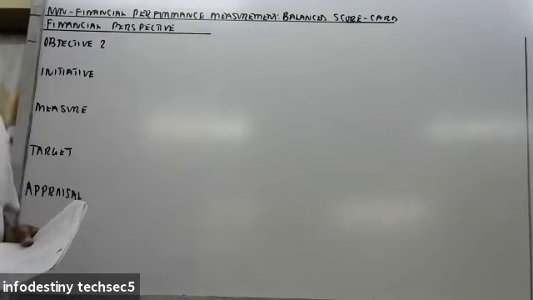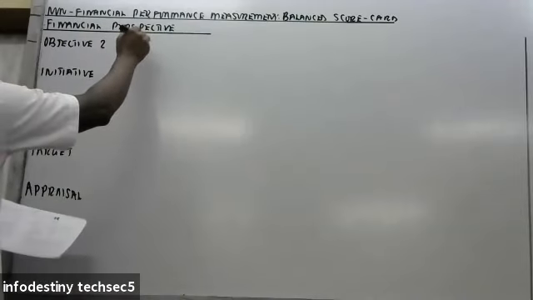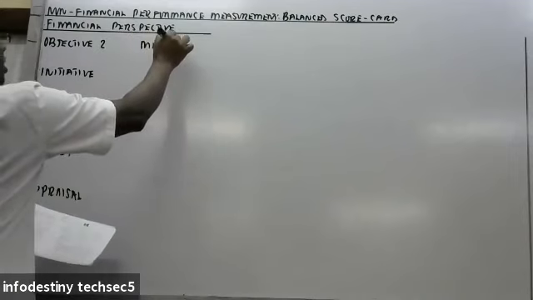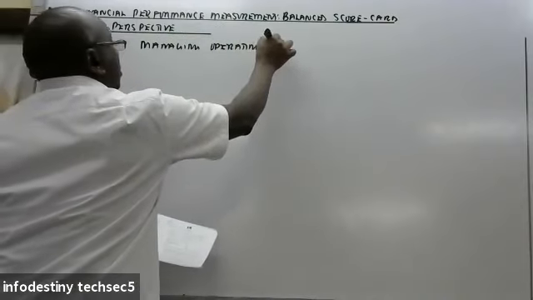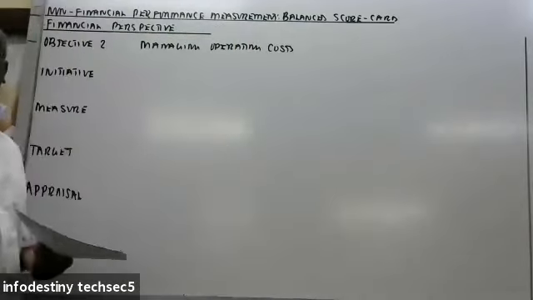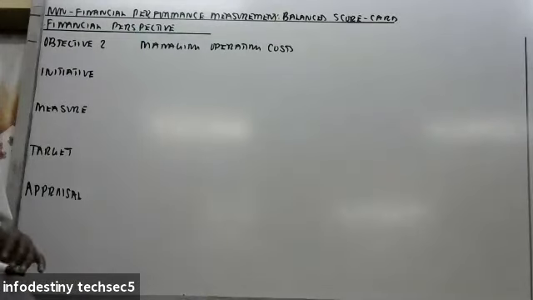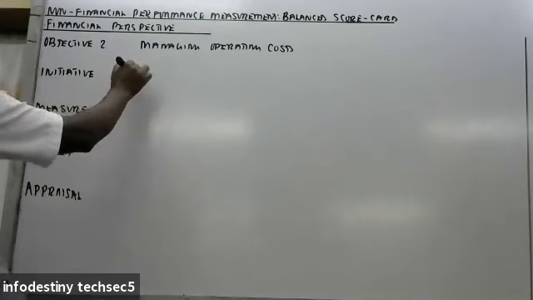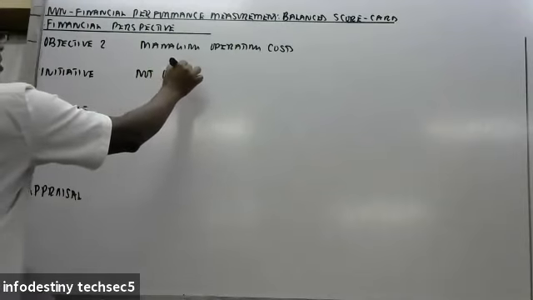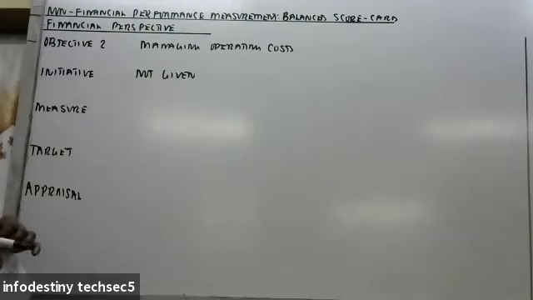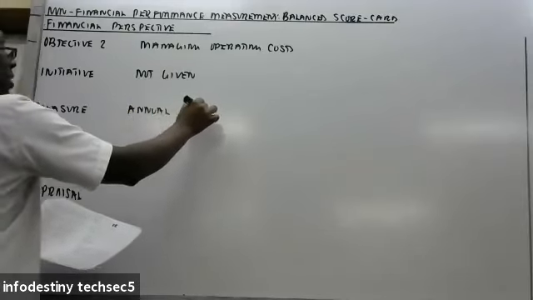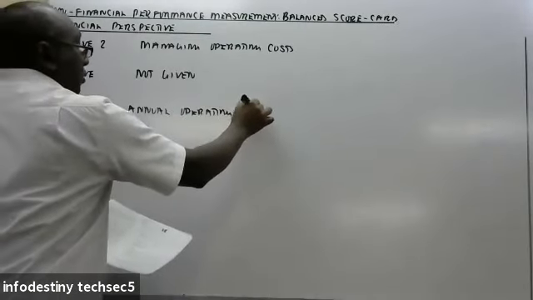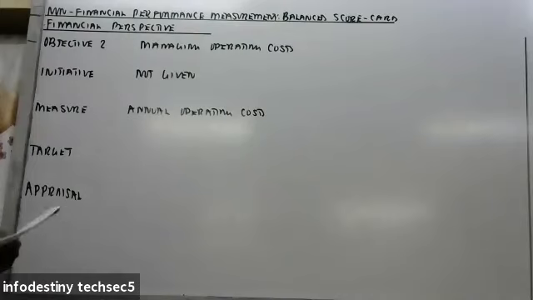Under finance. And what maybe we'll be trying to do is managing operating costs. Managing operating costs. The initiative, why it is being done, we are not told, not given. The measure that we are going to use, we will use the annual operating costs. That is what we shall use.